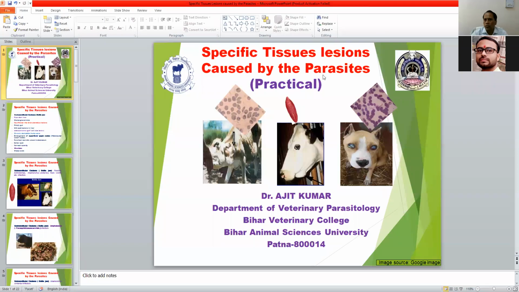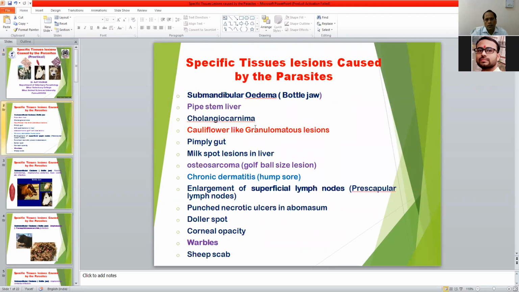A specific tissue lesion caused by the parasite. Some of the parasites cause a specific lesion, which is the characteristic lesion of that parasite, helpful in the diagnosis of the parasitic infection and then management of the parasitic infection.